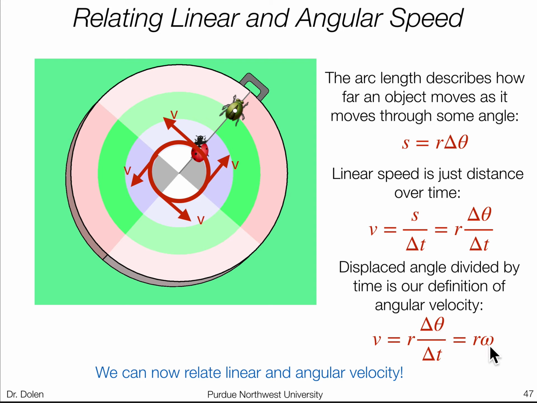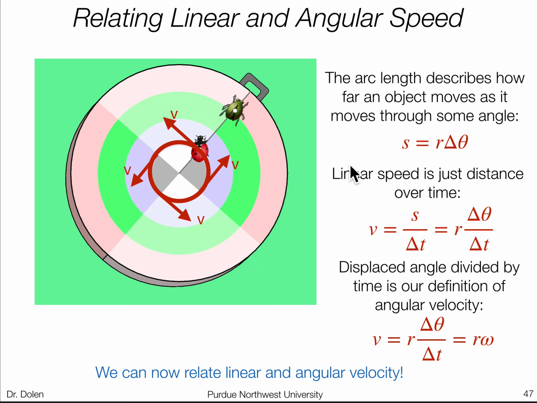So now I have a formula I can use that relates linear velocity v and angular velocity omega. V is equal to r omega. Okay, so that's really useful. In fact, you can already note that this bug and this bug will have the same angular velocity, the same omega, since this whole object is spinning with the same amount of angle every second.